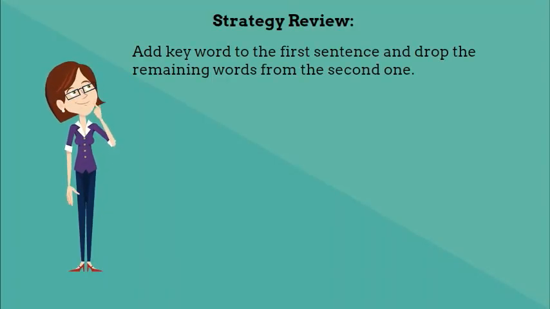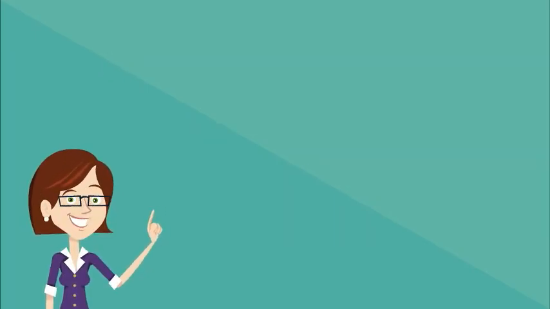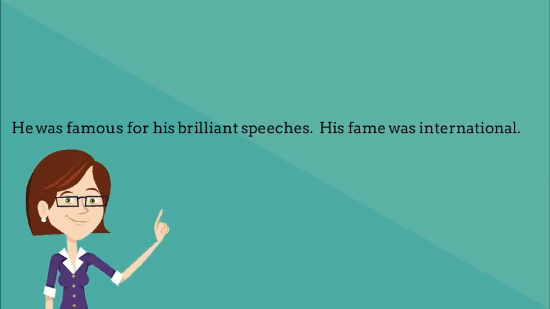Sometimes you can just add the keyword in the first sentence and drop the rest of the second sentence. Other times you will need to change the form of the keyword before you can insert it. Let's look at another example. He was famous for his brilliant speeches.